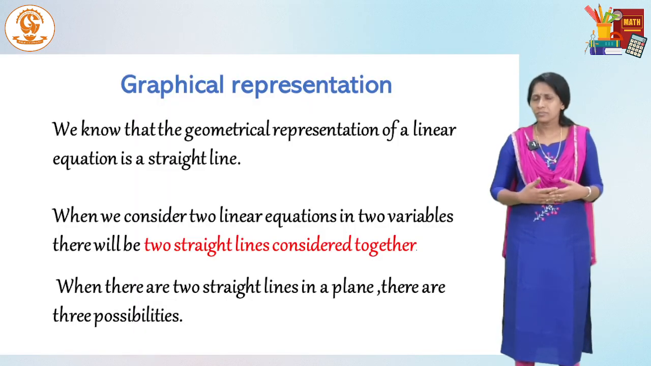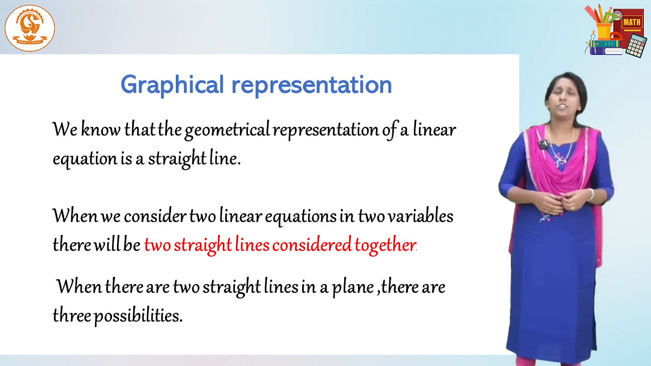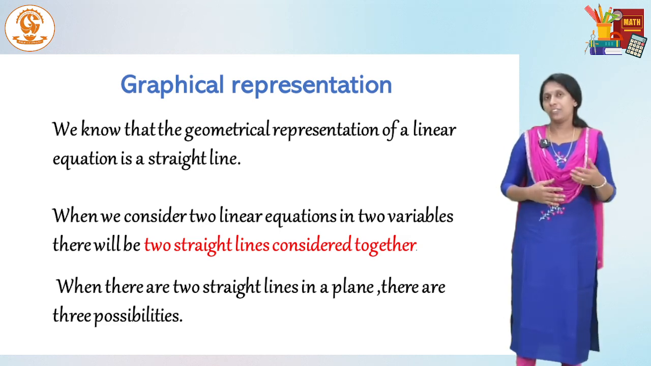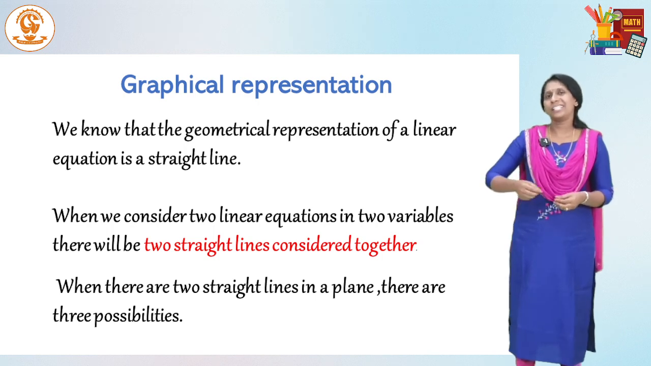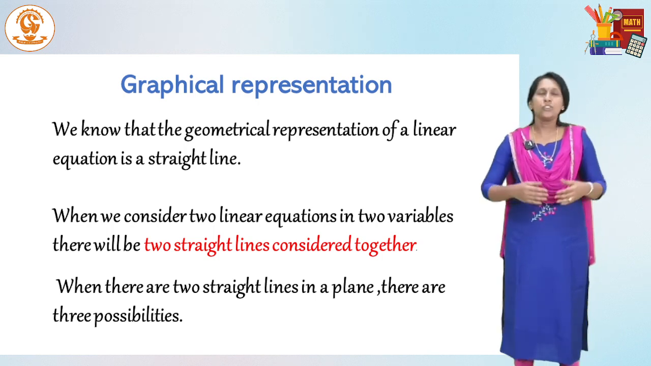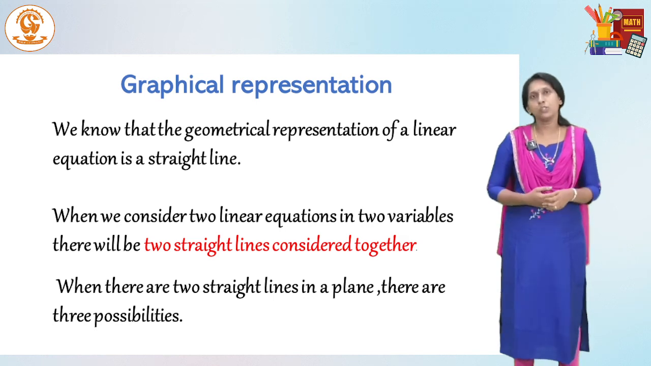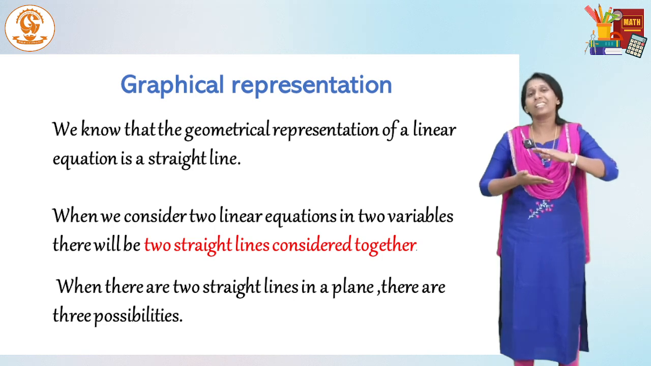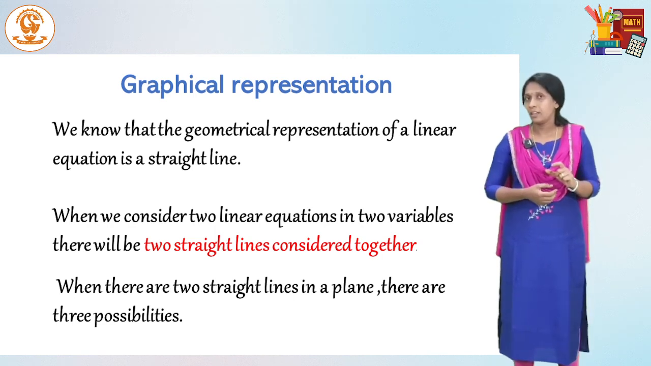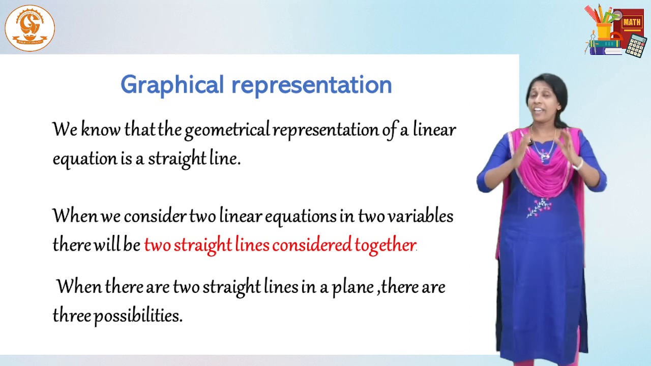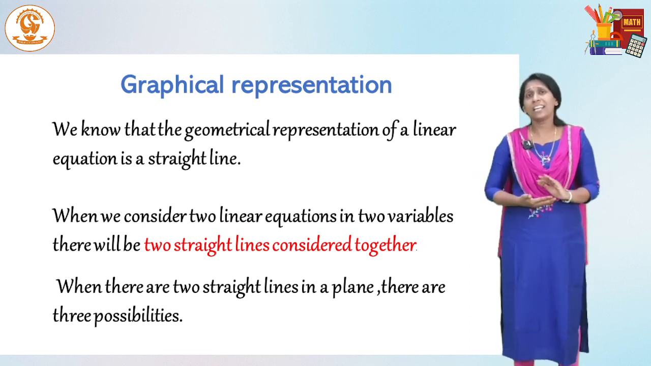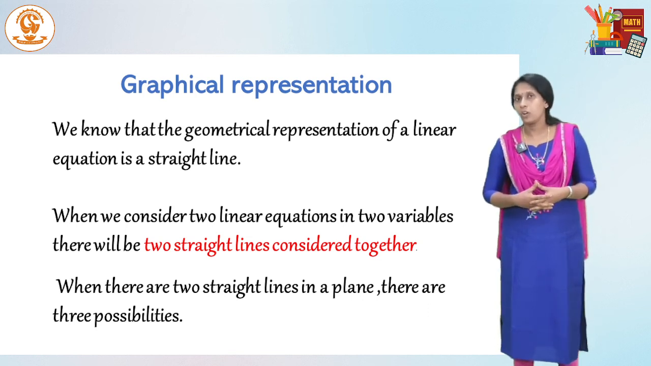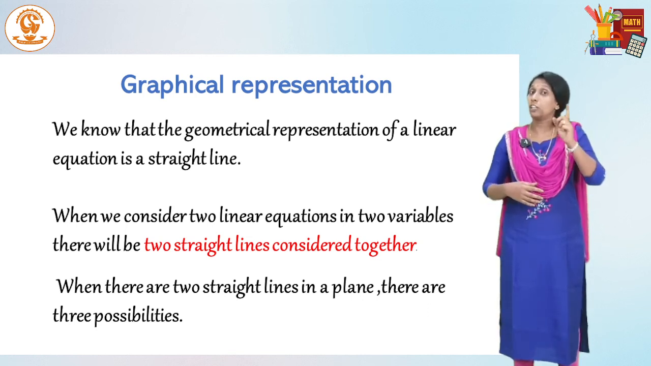So what is the graphical representation of a linear equation? As we said earlier, it will represent a straight line, isn't it? So when we consider two such equations together, we'll be getting two straight lines and we are considering those two straight lines together. Okay? Yes. So when in a plane we have two straight lines, there will be three possibilities, isn't it? Yes. So let's discuss what are those three possibilities. Let's consider one by one.